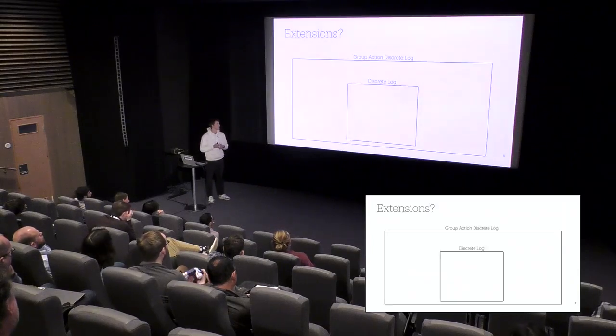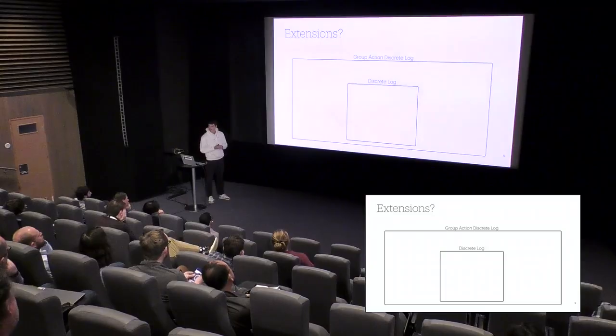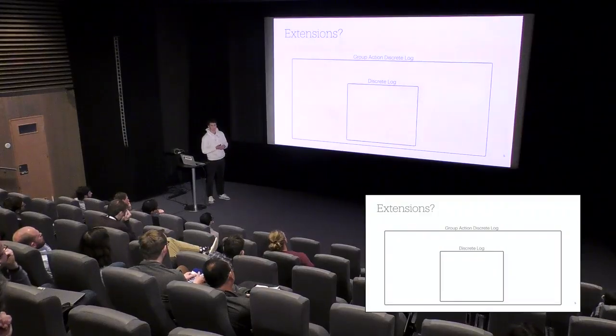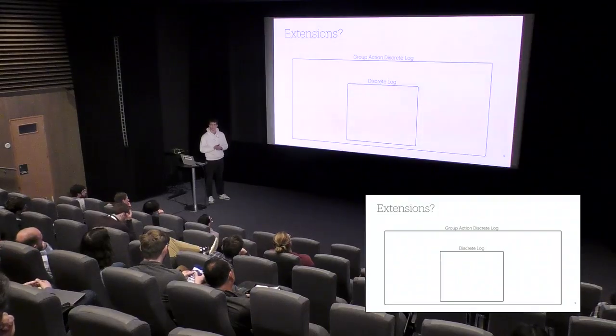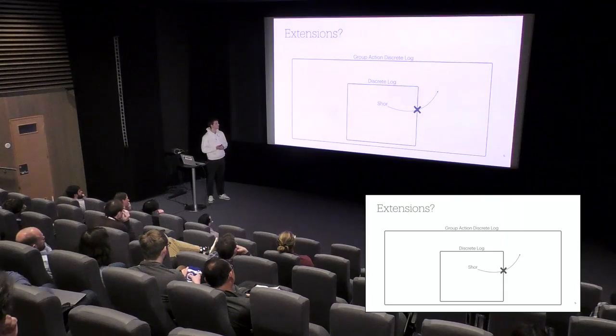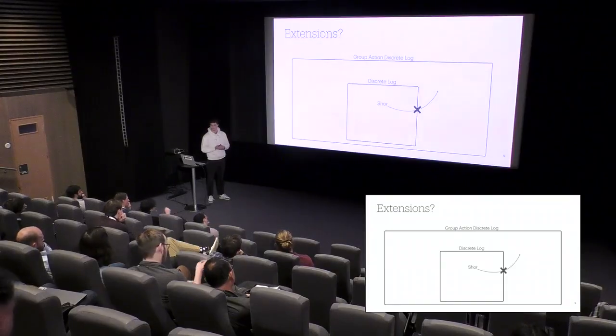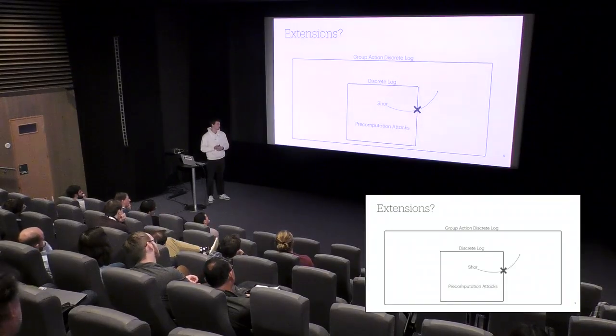Good. So we all know that discrete log is not quantum resistant because of Shor's algorithm, and a natural generalization that carries over a lot of nice properties from the discrete log are group action discrete logs. And a natural question is whether the attacks and the algorithms for the discrete log can also be extended and generalized to the more general setting of group action discrete logs. So, for example, we hope that Shor's algorithm cannot be generalized to the group action discrete log. And so in this paper, we tried to address the question whether pre-computation attacks can be extended.